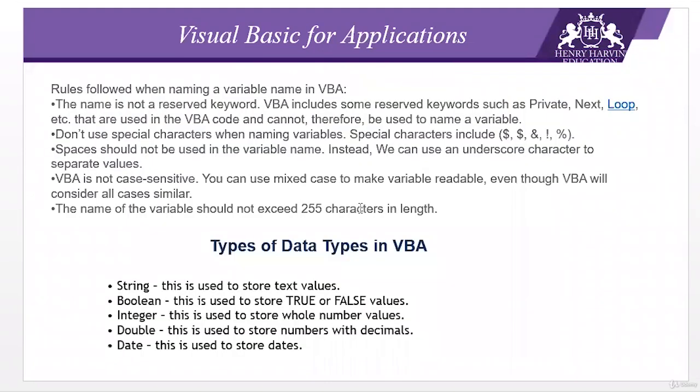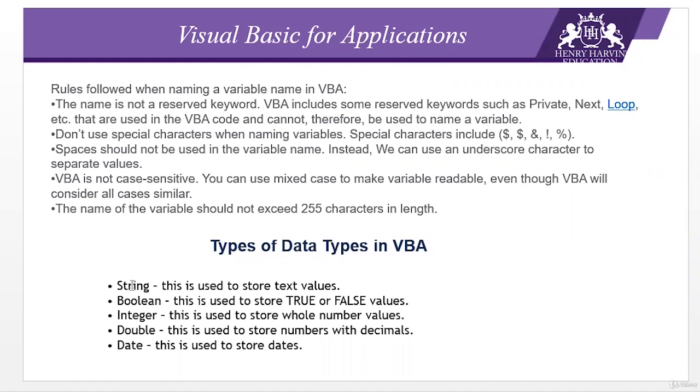Now you saw the types of data types in VBA, and these are the rules. We cannot use special characters while naming a variable, such as the dollar sign, ampersand, percentage and exclamation. The name of the variable should not exceed 255 characters, though of course nobody would do that. Reserved keywords in VBA code cannot be used to name a variable, such as private, next, loop, etc. Don't use the space character, which we have already seen. You can use mixed case to make a variable readable, even though VBA will consider all cases similar.